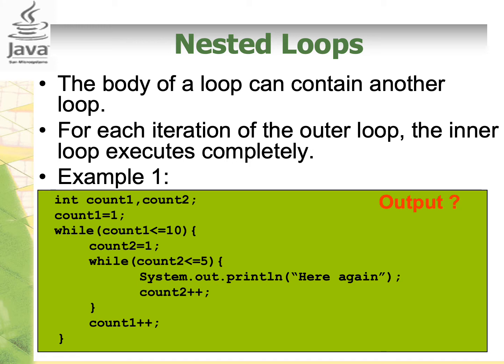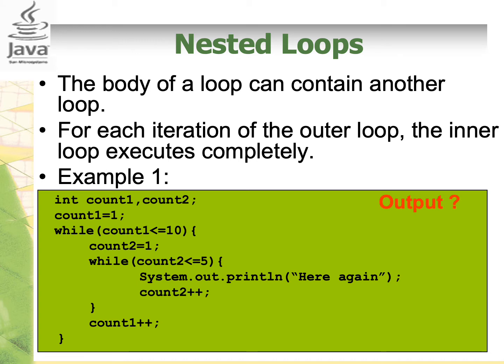In any of the loops, it can contain another loop, meaning that we are doing nested loops. For each iteration of the outer loop, the inner loop executes completely. What it means by that is, when we have two while loops, it will execute the inner while loop first before continuing with the outer loop, then doing the inner loop again. Let's look at this code to make sense of it.